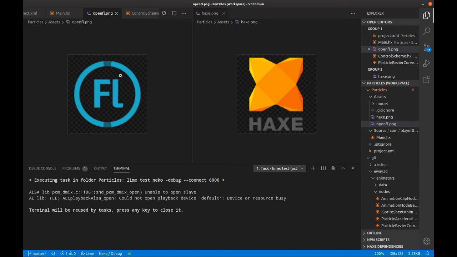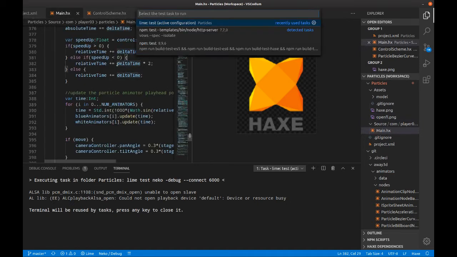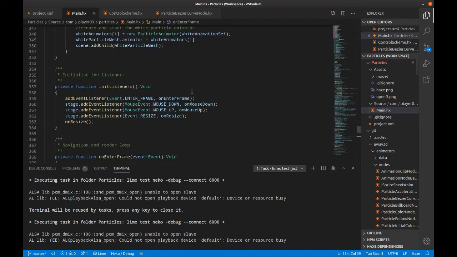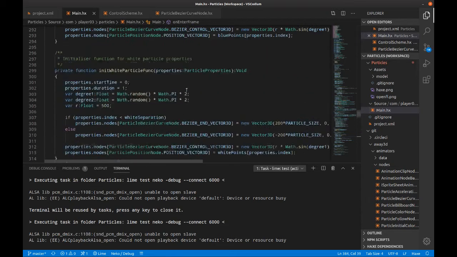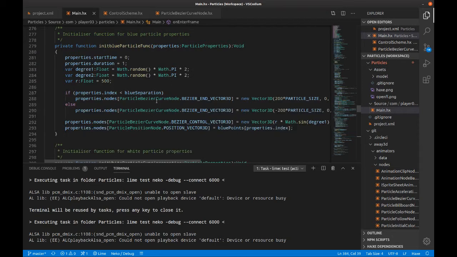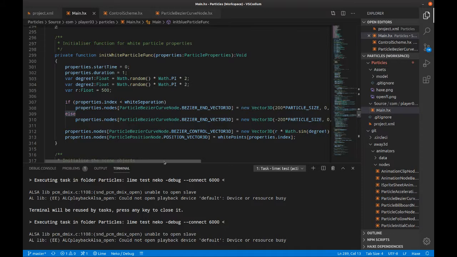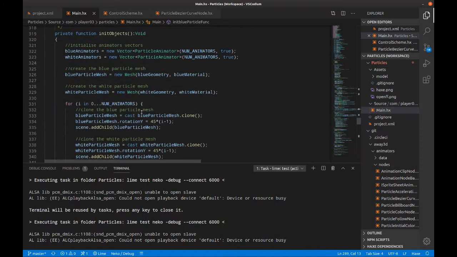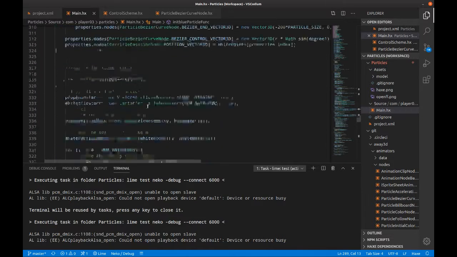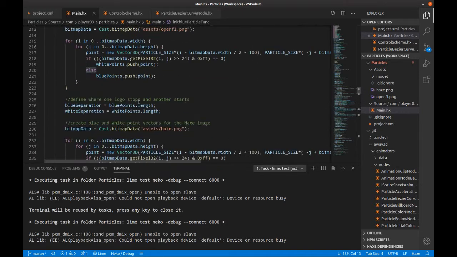Away 3D is a 3D rendering system, for which what I'm running here is a demo of how to do particles in Away 3D. So I'm going to scroll up a little. I thought it was somewhere in here. Now somewhere it loads up the images.